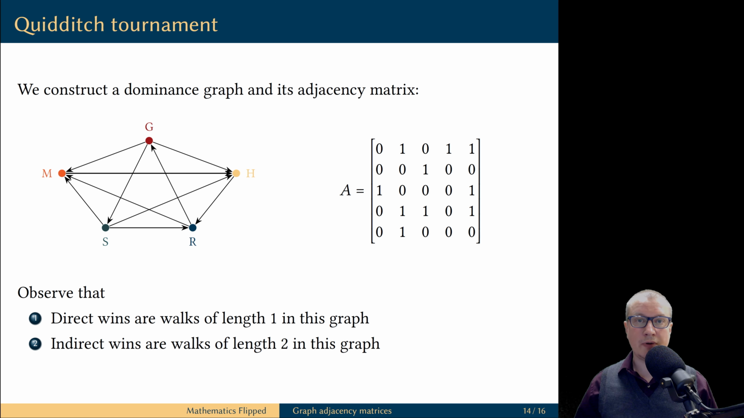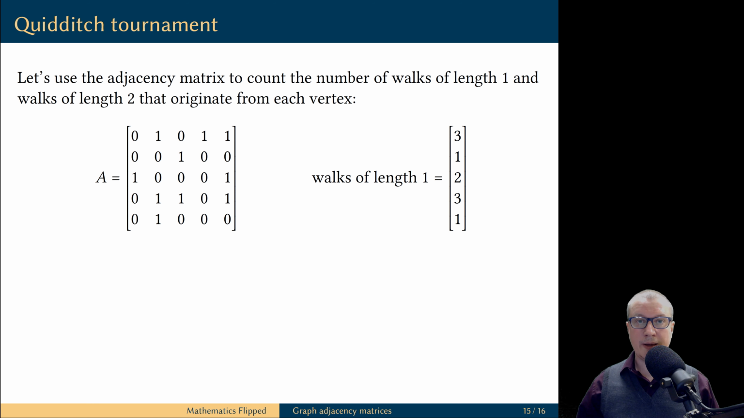For example, for indirect wins, Slytherin claimed an indirect win over Gryffindor because you can go from Slytherin to Ravenclaw and then from Ravenclaw to Gryffindor. It is a walk of length 2. To count the number of walks of length 1, we just add the entries in every row. And this corresponds to direct wins. This is exactly what we saw from the tournament table. For example, Team Gryffindor has 3 direct wins, Team Hufflepuff has 1 direct win, and so on.